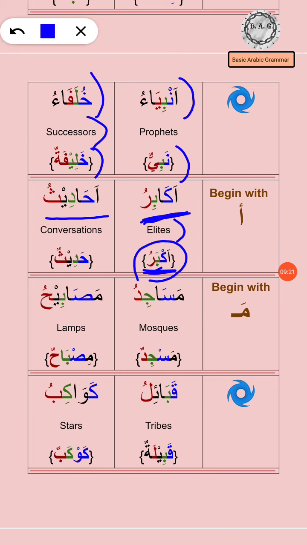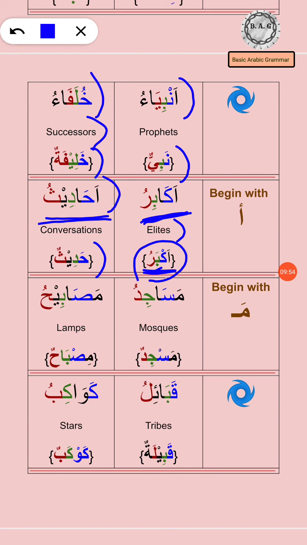Anyways, so we have akabiru, and the next example is ahadisu. Remember, this is afa'ilu pattern. All right, hadisun, and then we have its jama mukassir, ahadisu. Now we commonly translate it as saying, all right, or sayings if you're translating ahadisu, but the meaning that is closer in the dictionary is conversations. Okay, that's why I wrote conversations here.